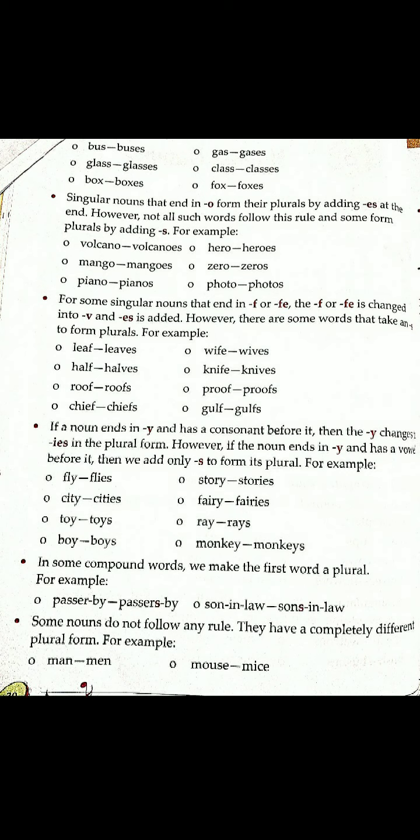City, cities. Now see, toy. Last alphabet is y. And the second last alphabet is o. So o is a vowel. So at this time we have to add only s. So toy, toys. Boy, boys.